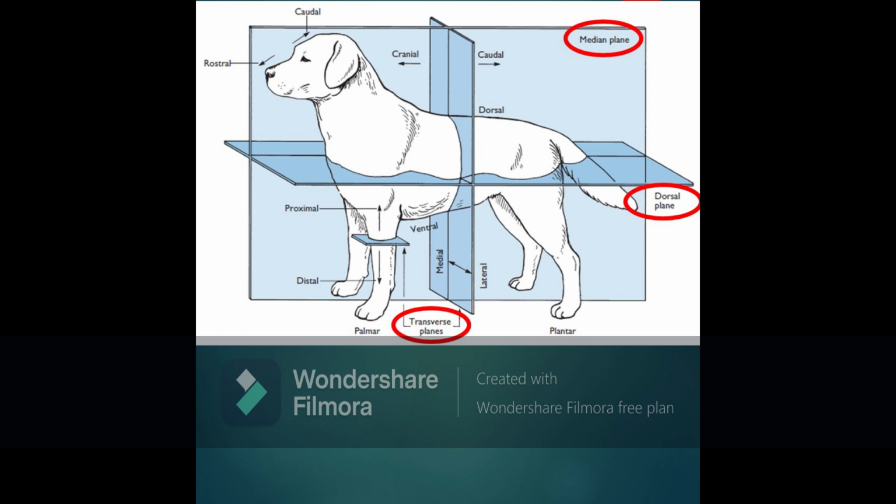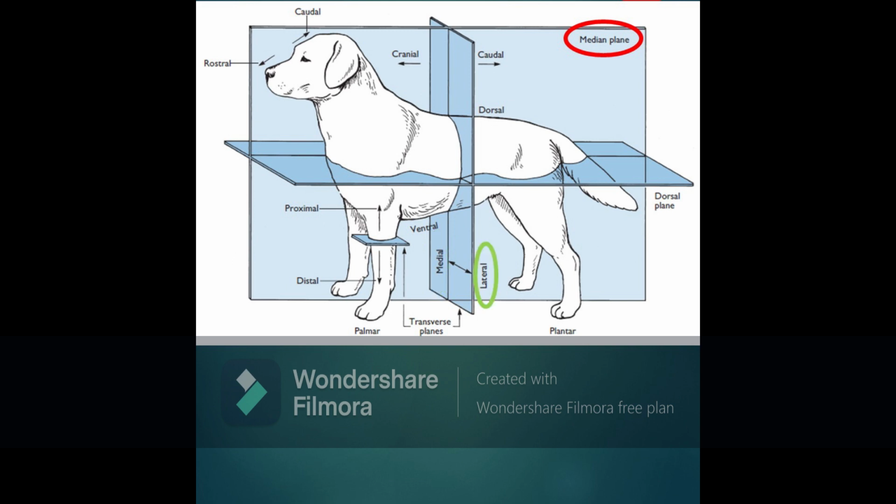Directional terms in anatomy provide a common language for accurately and clearly describing body structures regardless of the position of the animal's body. These terms are used chiefly to describe relative positions of the different body parts. The terms medial and lateral refer to positions relative to the median plane.